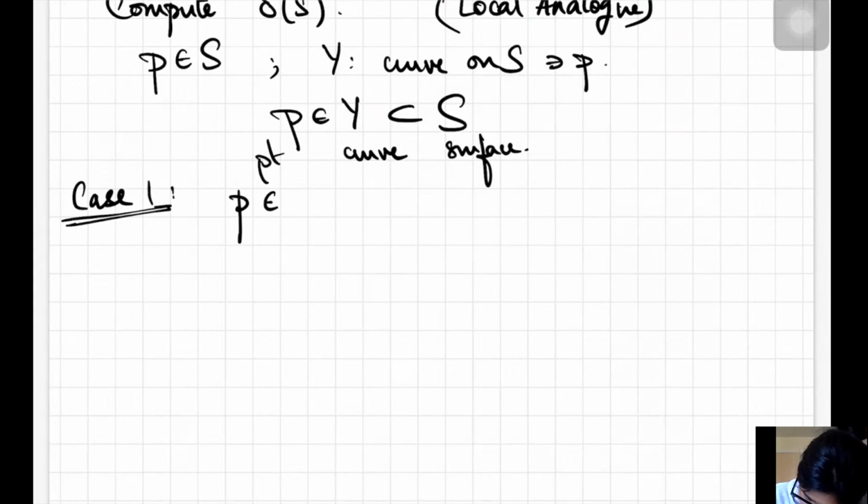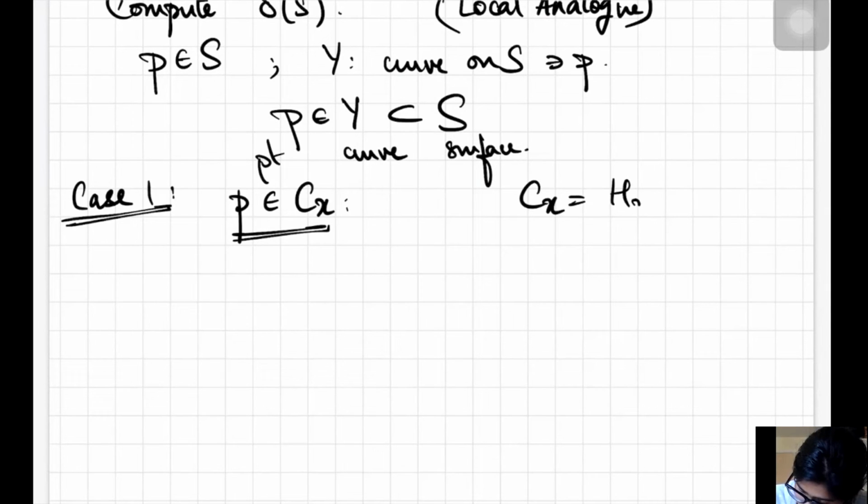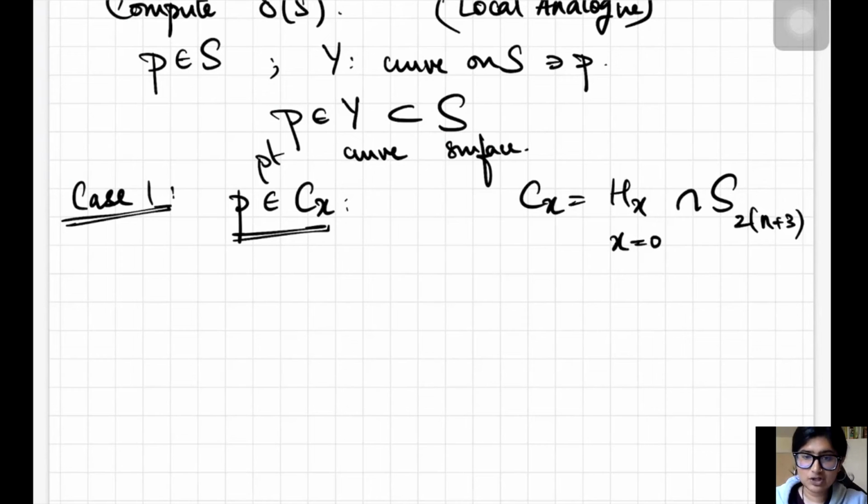Let me say my point on the surface is lying on Cx. What is Cx for me? Cx is the hyperplane section given by x equals 0 intersecting with my surface. So I'll just write 2 times it. This is my curve. Now the first case: if I take a point on Cx, let's compute delta P.